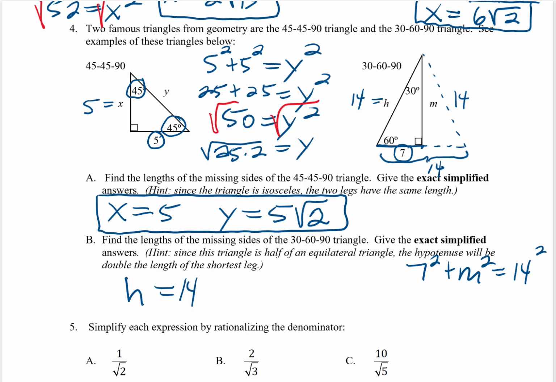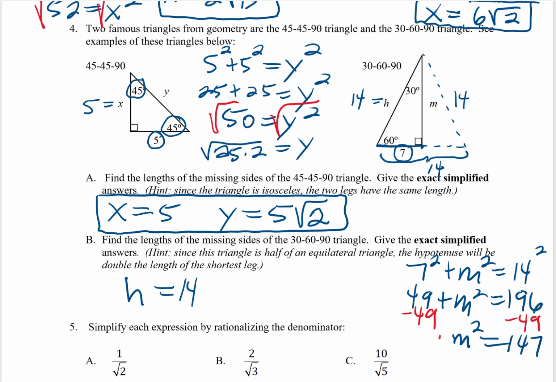I'm using the original right triangle that was pictured. This is 49. This is 196. I can subtract the 49, and I obtain 147. Once again, I'll square root each side. Now, this is a bit of a tougher one. How do I find factors of 147? Well, it's not even, so I know 2 doesn't go into it.